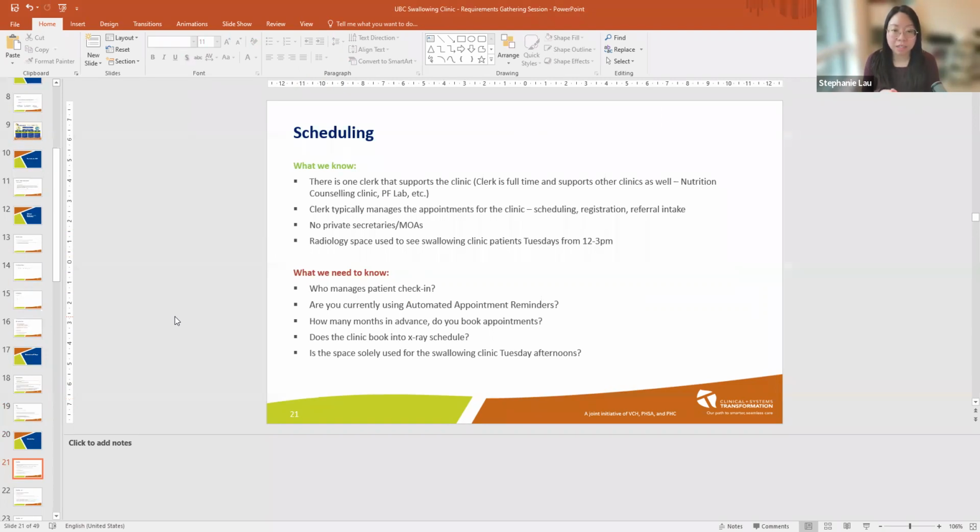She does manage the appointments for the clinic, so that would include receiving the referral through fax, registering the patient, scheduling, and also putting that slate together and sending it over to medical imaging every Thursday, it seems like. No private secretaries or MOAs are involved with this clinic.